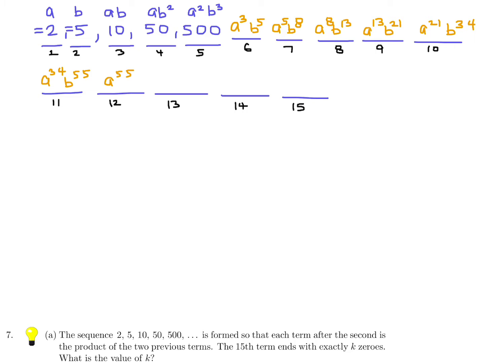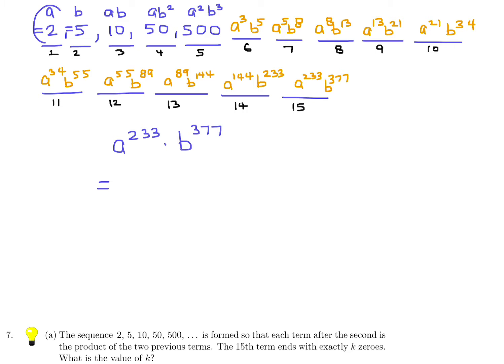The ninth would be, we're up to 12 now, B^89. The 13th will be A^89 times B^144. And just a couple more. A^144, B^233, and finally A^233 and B^377. So the 15th term is this one right here. Now we have to figure out how many zeros are at the end of that number. The 15th term is A to the power of 233 times B to the power of 377.